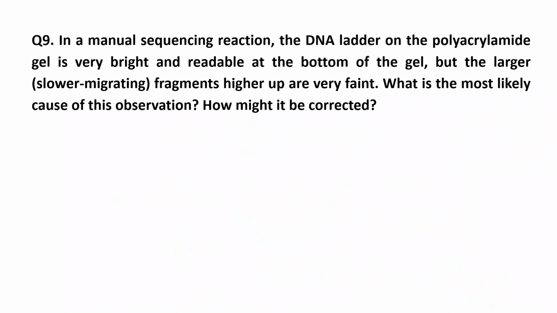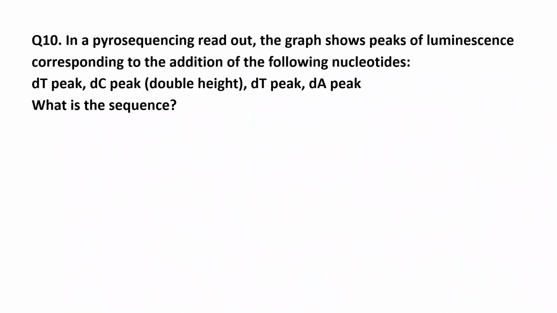In a pyrosequencing readout, the graph shows peaks of luminescence corresponding to the addition of the following nucleotides: dT peak, dC peak double height, and dT peak and dA peak. What is the sequence?